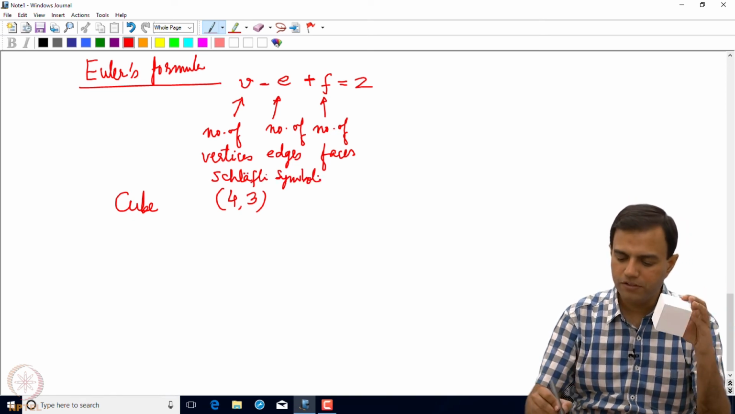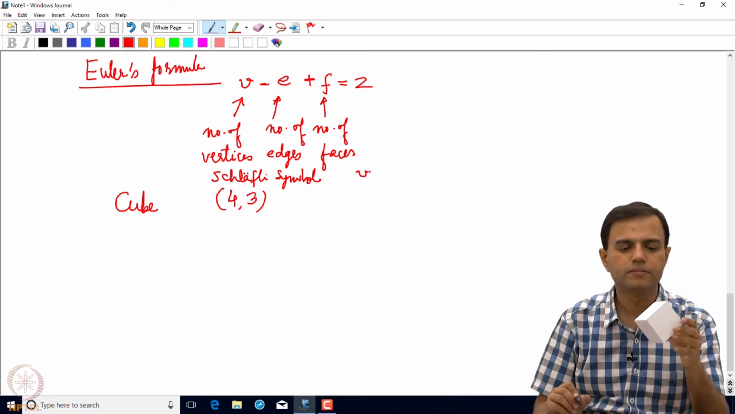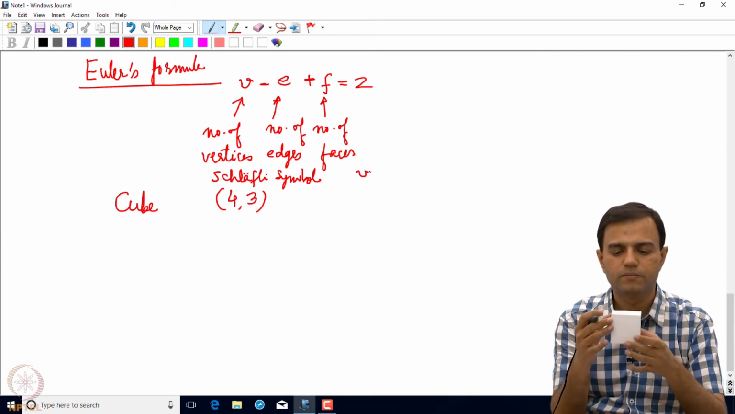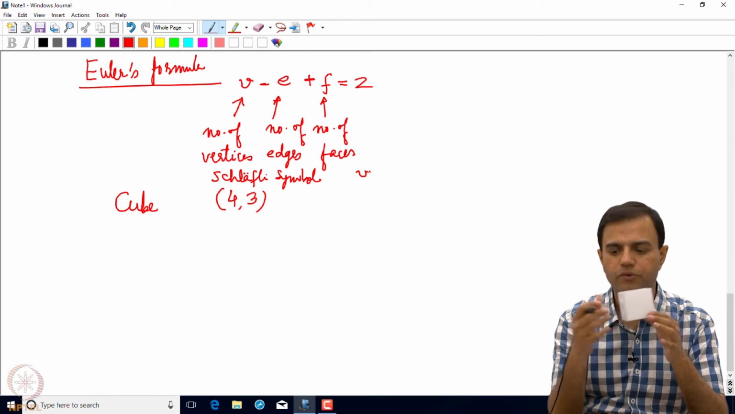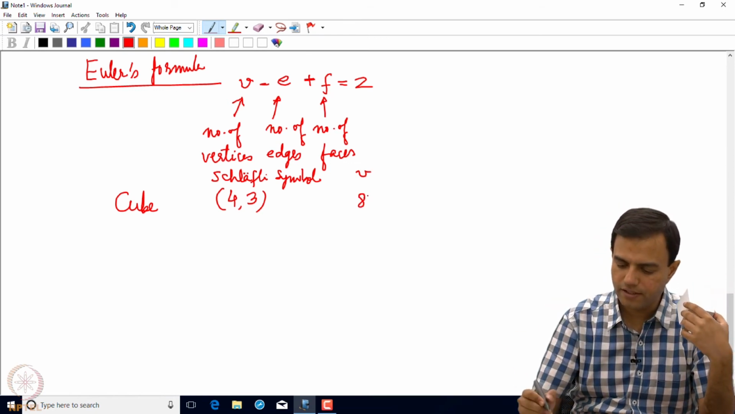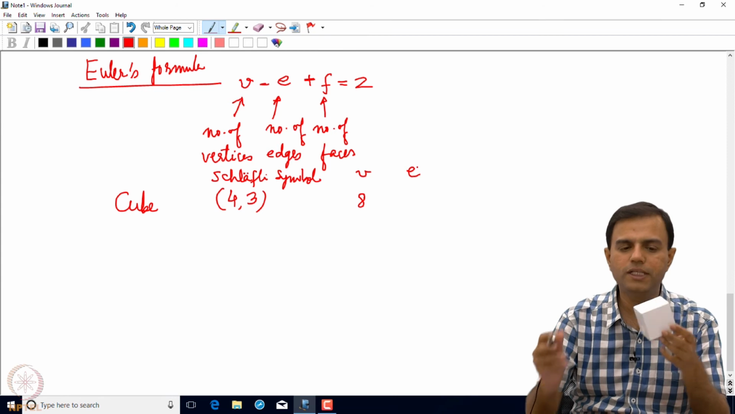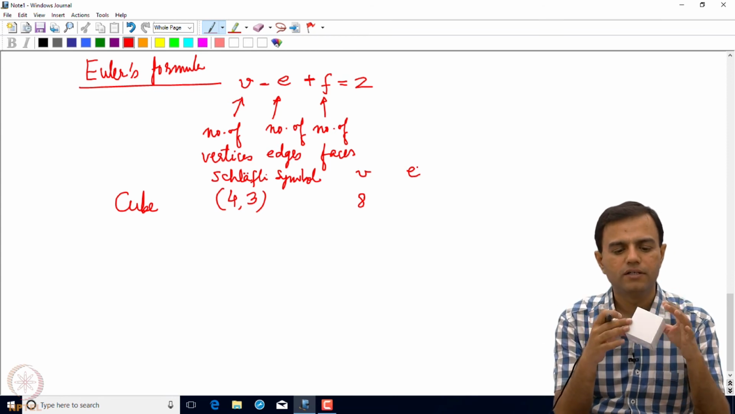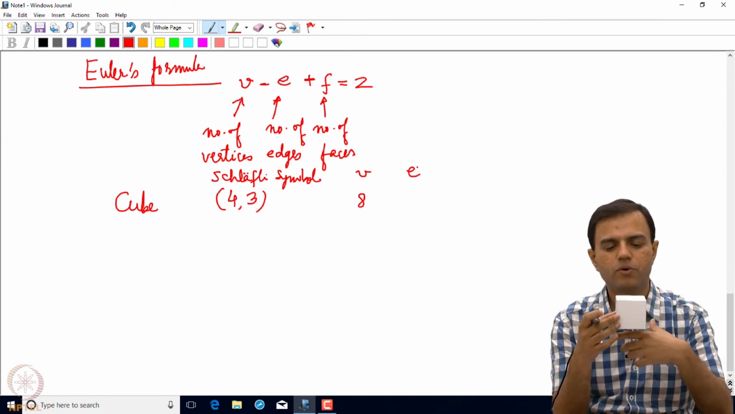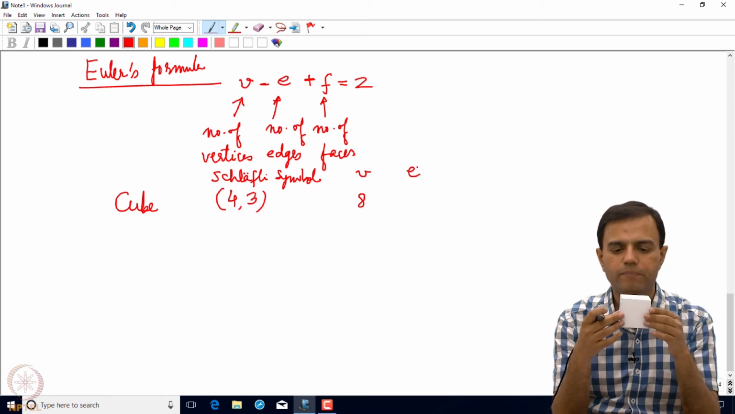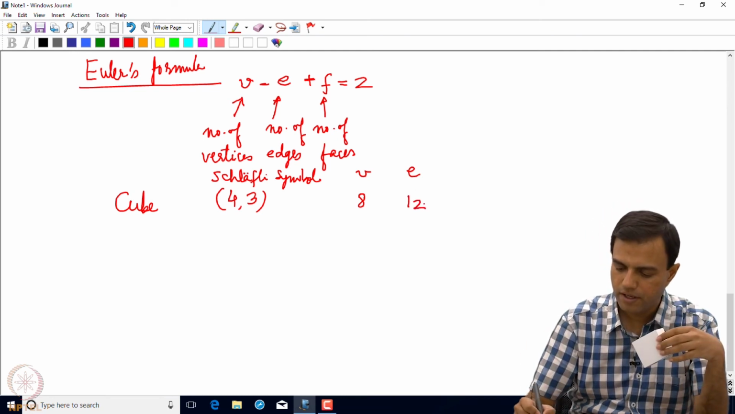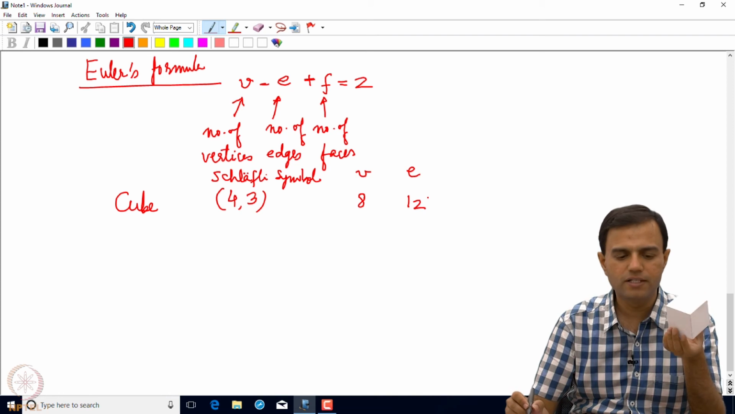And in a cube, how many vertices are there? Top 4, bottom 4. 8 vertices are there. How many edges are there? 4 up, 4 down and 4 vertical. So 12. And how many faces are there? 6 faces are there.